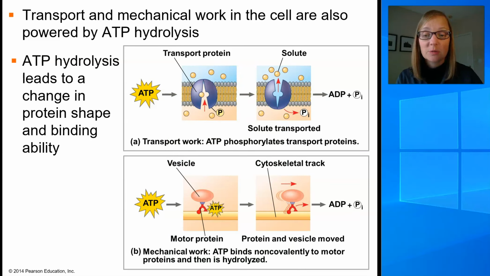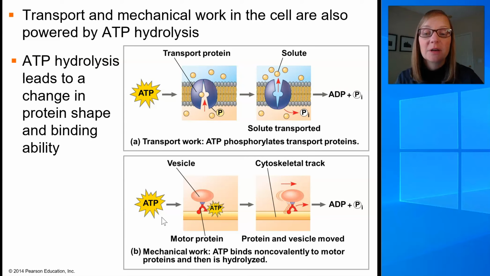So what we're going to do is talk about maybe not the contraction of muscles, but the movement of motor proteins down cytoskeletal elements in the cell, transporting a vesicle from one part to another part of the cell. This is mechanical work, and this requires an input of ATP, as you see here. The difference here in driving mechanical work, though, from transport and chemical work is that nothing gets directly phosphorylated. Nothing receives that phosphate group from the ATP.